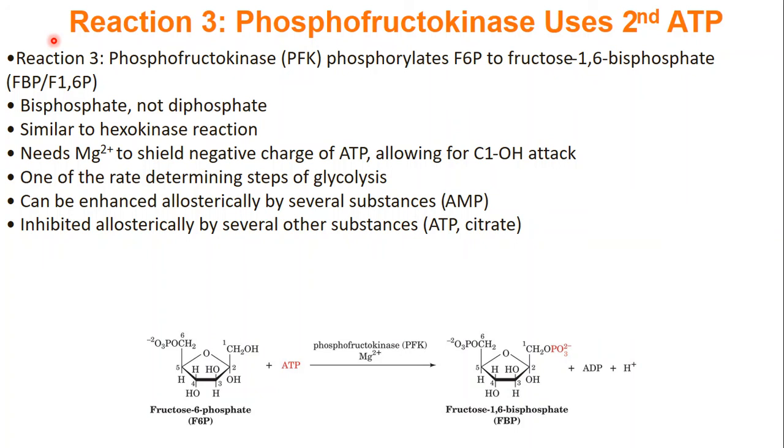In this video, we're going to continue with glycolysis, and we're going to start right where we left off with reaction 3, which is phosphofructokinase, PFK, phosphorylating fructose 6-phosphate, F6P, to fructose 1,6-bisphosphate, FBP or F16P. So here we are, fructose 6-phosphate, ATP. Magnesium is your cofactor, going to FBP, ADP, and H+.